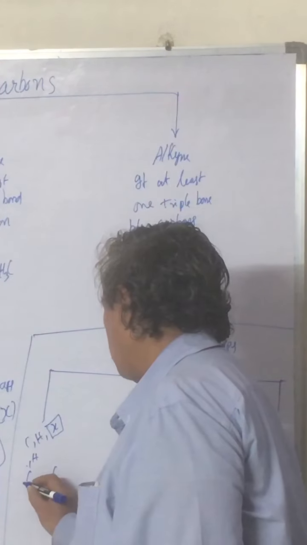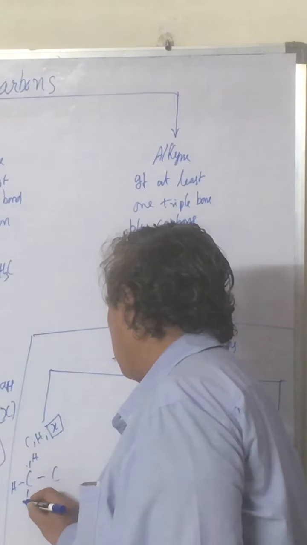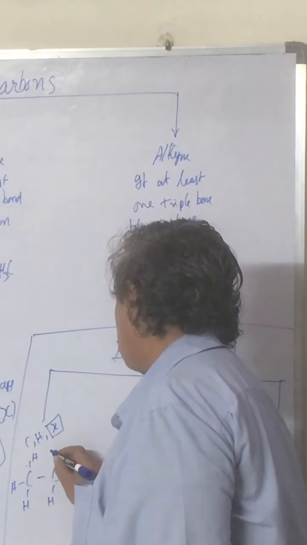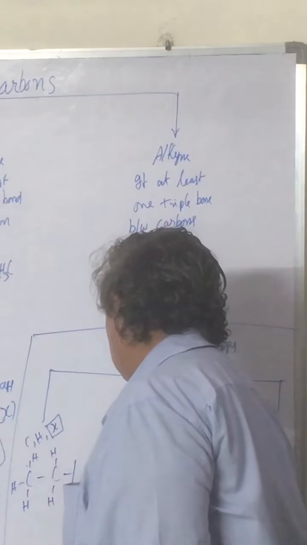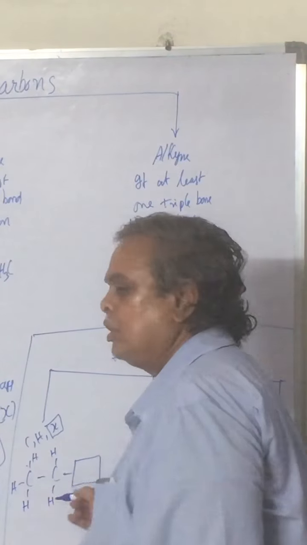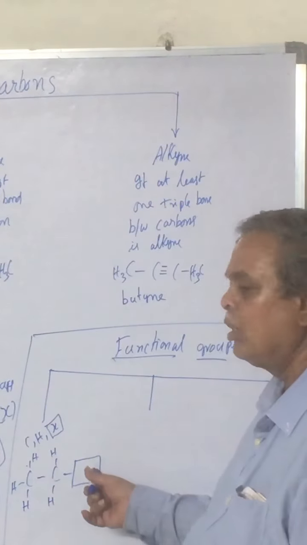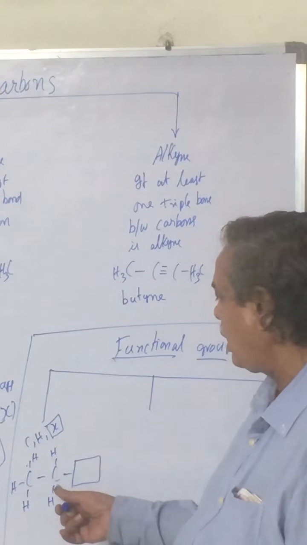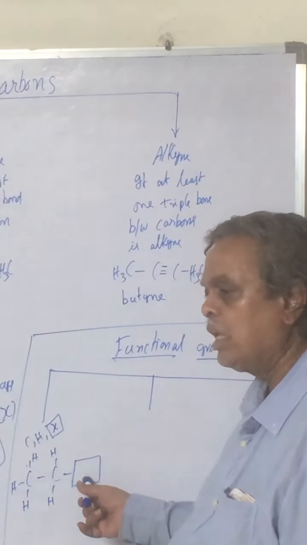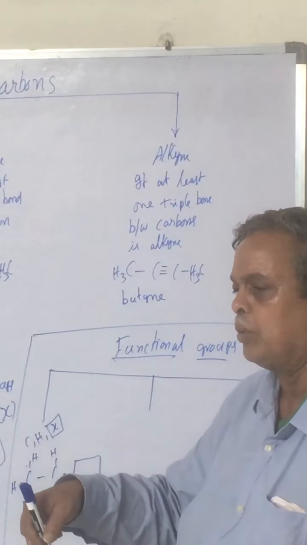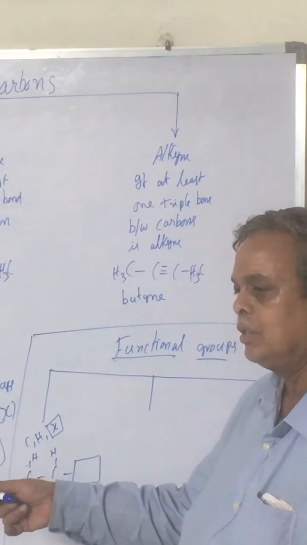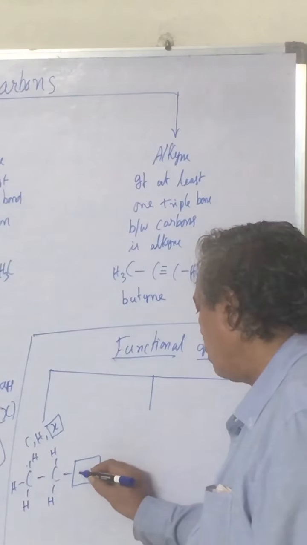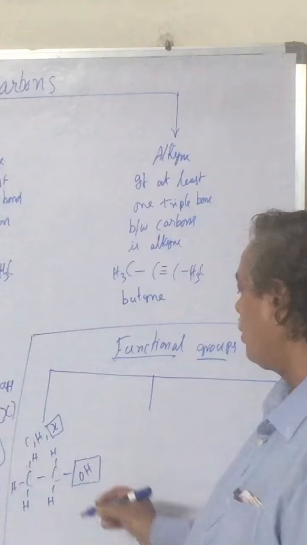Here hydrogen, here also hydrogen, here also hydrogen, here also hydrogen, here also hydrogen. Here in this place, what is that? This place, you have let off one hydrogen. You have lost one hydrogen. In this place, you can use a functional group. What is that? Alcohol means OH.